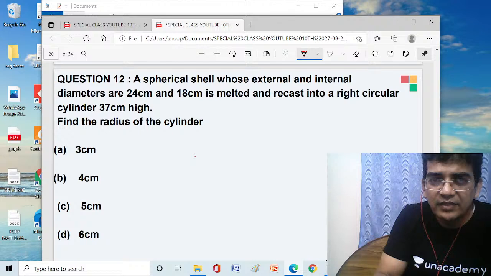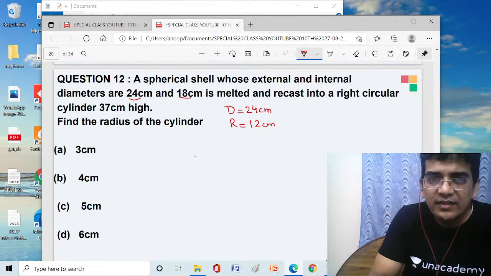So see, if capital D is known to me as 24 centimeter, I can take half of it and get the capital R. So it will be 12 centimeter. Hope this is clear. Now this is internal diameter. So I represent it with small d, and if I take half of it, I will get small r as 9 centimeter. Hope this much is clear to you all.